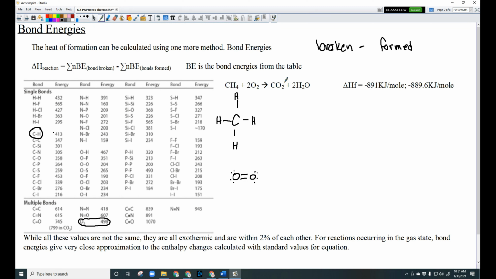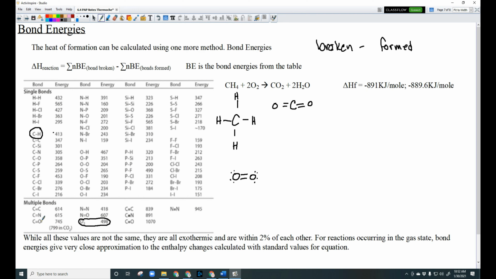Okay, so I need to know what the Lewis structure is for CO2. Well, that's this. I need to know how to draw that because here I see that this is carbon double bond oxygen. Now these are single bonds up in the top here, multiple bonds down here. One thing that I want to point out is that this C double bond oxygen says it's 745 unless it's in carbon dioxide. If it's in carbon dioxide, then it's going to be 799 instead of 745.